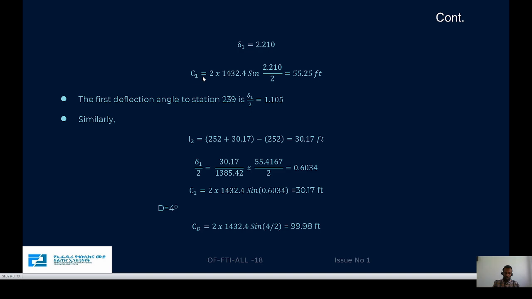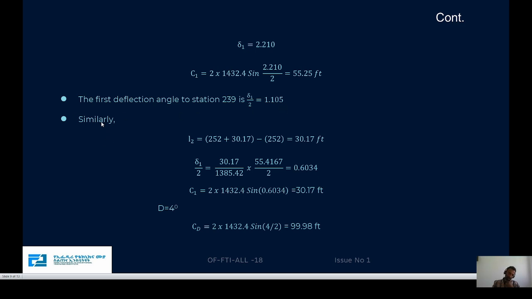The first chord length will be 2 times the radius, 1432.44, times sine of the first delta divided by 2. The first chord length will be 55.25 feet. So the first deflection angle at the station 239 plus 00 is delta over 2, 2.2110 divided by 2, which is 1.105.